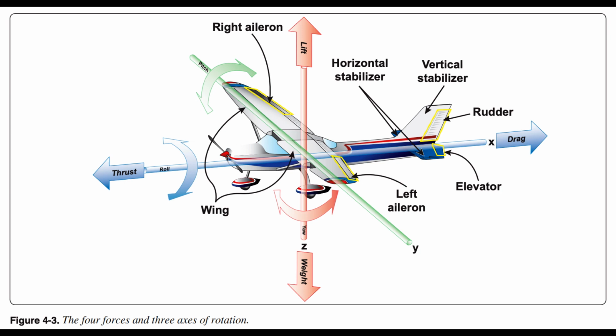Thrust. Thrust is the forward force produced by the power plant, propeller, or rotor. It opposes or overcomes the force of drag. As a general rule, it acts parallel to the longitudinal axis. Drag.